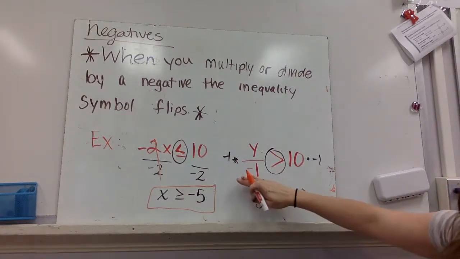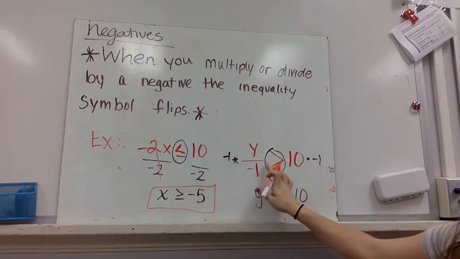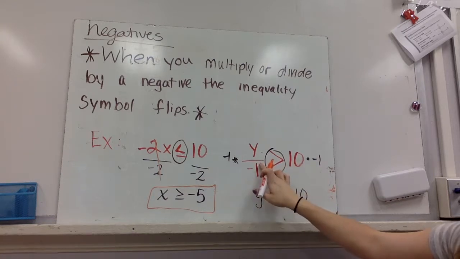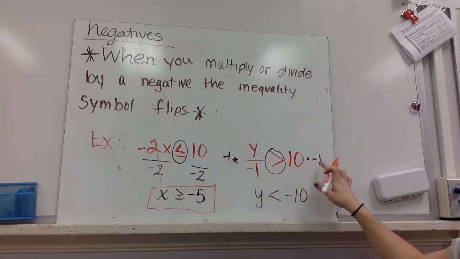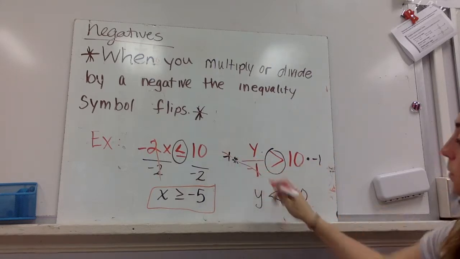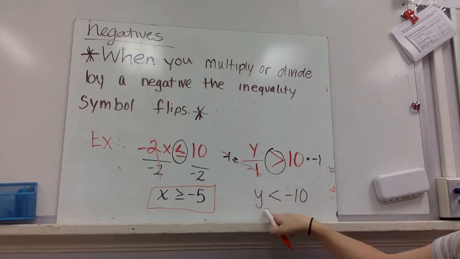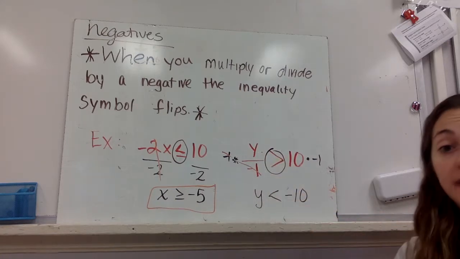The next example I have for you here is y divided by negative 1 is greater than 10. To get rid of my division symbol, I'm multiplying by negative 1. And then those will cancel. I circle my inequality so I remember to flip it, and I have y is then less than negative 10. And that's that.